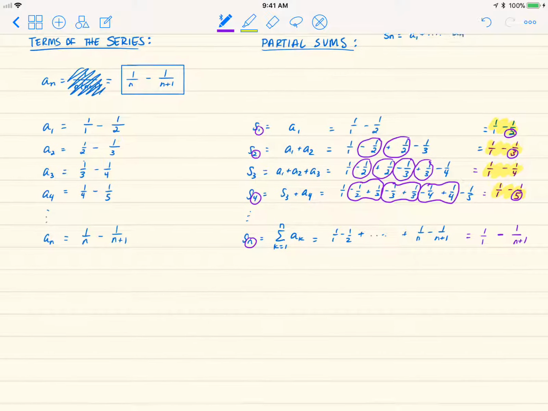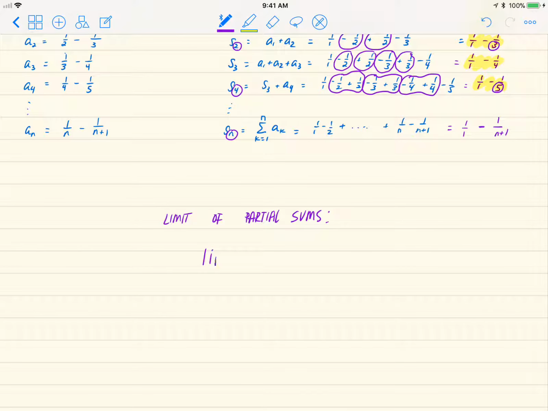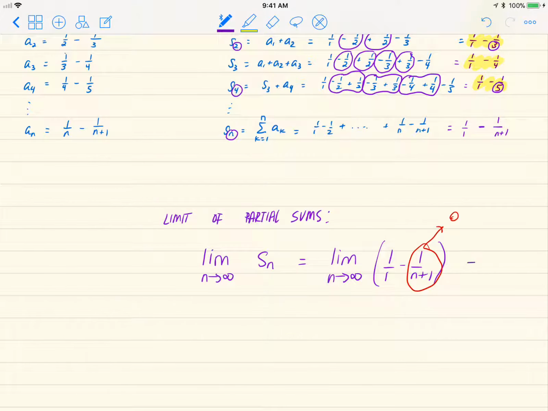Okay. And so now we can look at the limit of the partial sums and say the limit as n goes to infinity of Sn is the limit as n goes to infinity of 1 over 1 minus 1 over n plus 1, which is equal to the limit as n goes to infinity. Oh, that limit's just going to be equal to 1, right? Because this term is going to go to 0. So this limit is just equal to 1.